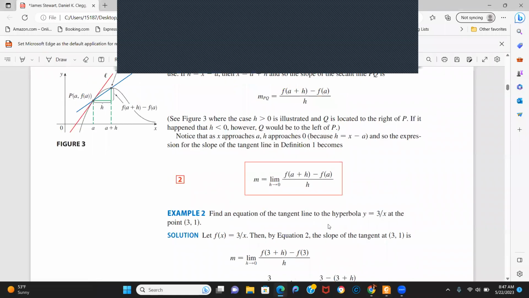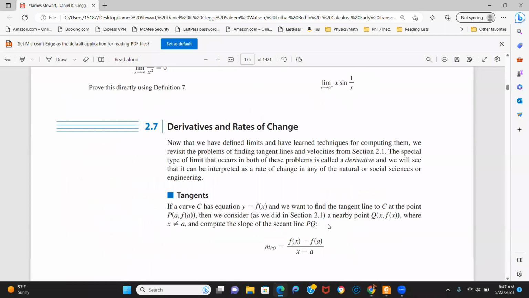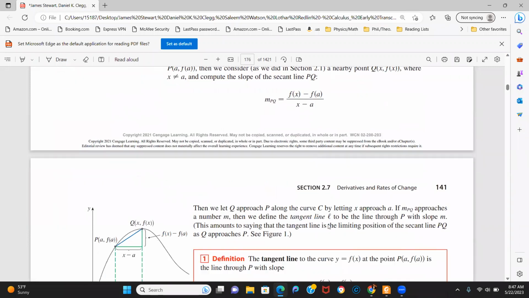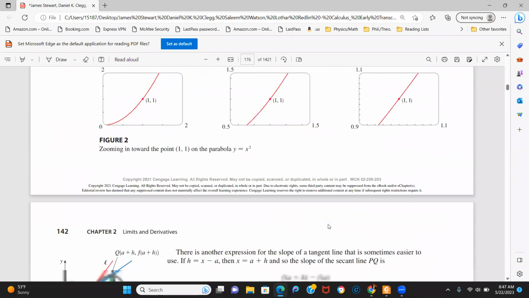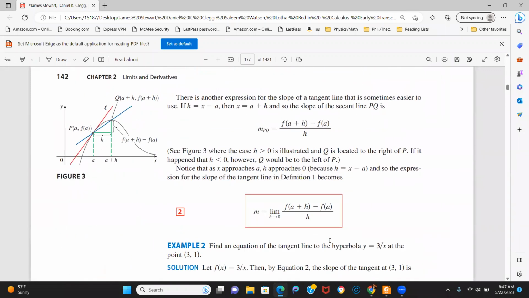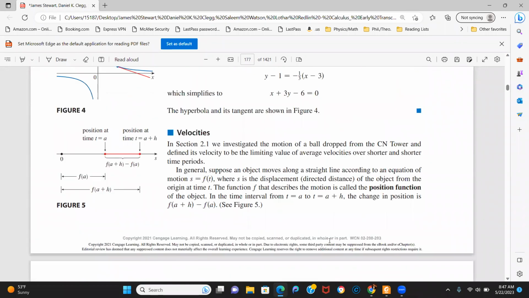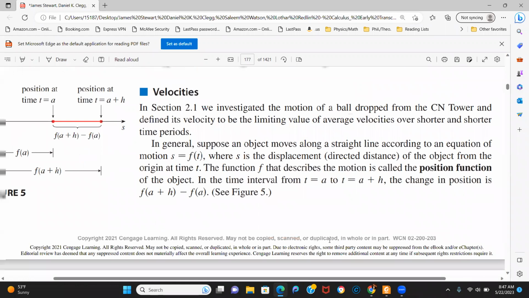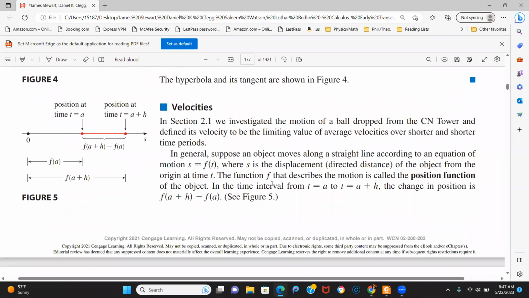So yes, we're in 2.7. This is on derivatives and rates of change. We're going to look at tangent lines again, but let's return to the problem that we first looked at when we went over section 2.1. That was on velocity. So this is going to look hopefully familiar, and it's basically the same discussion that we looked at before. It turns out that the velocity is going to be the derivative of the position.